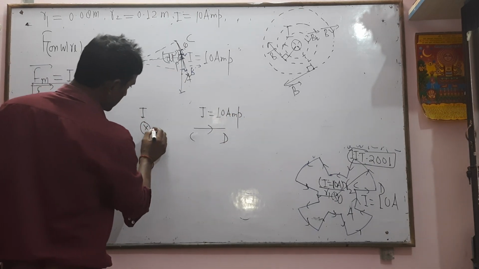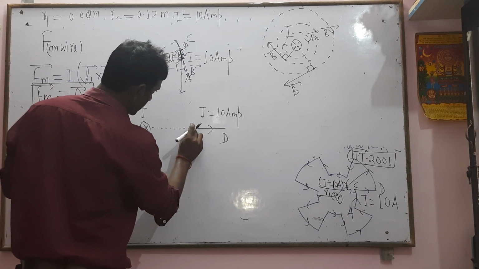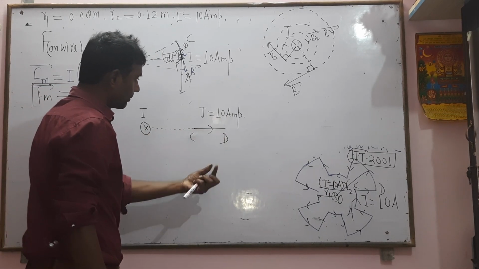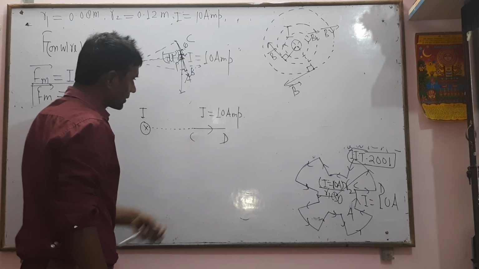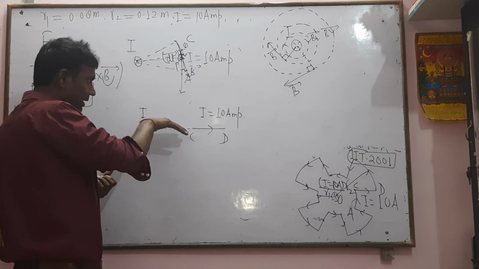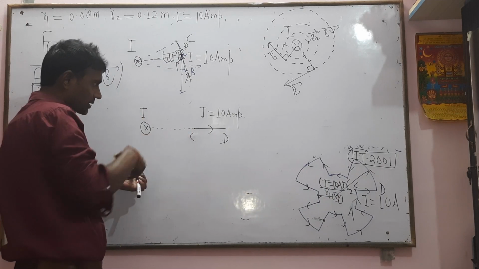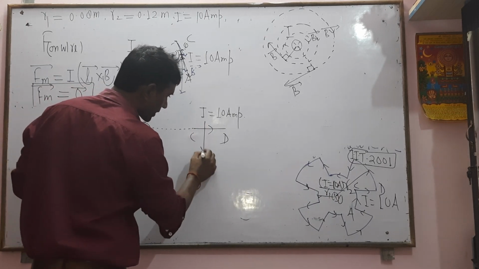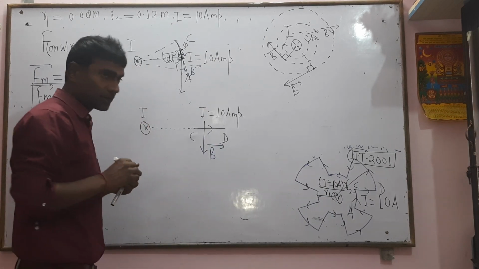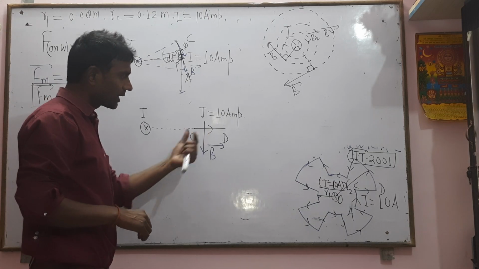So this is the center, just after current I equals 10 ampere. This is the CD length. So the direction of magnetic field for these situations will be in the downward direction. This is the direction of magnetic field. But the direction of magnetic field will be variable.